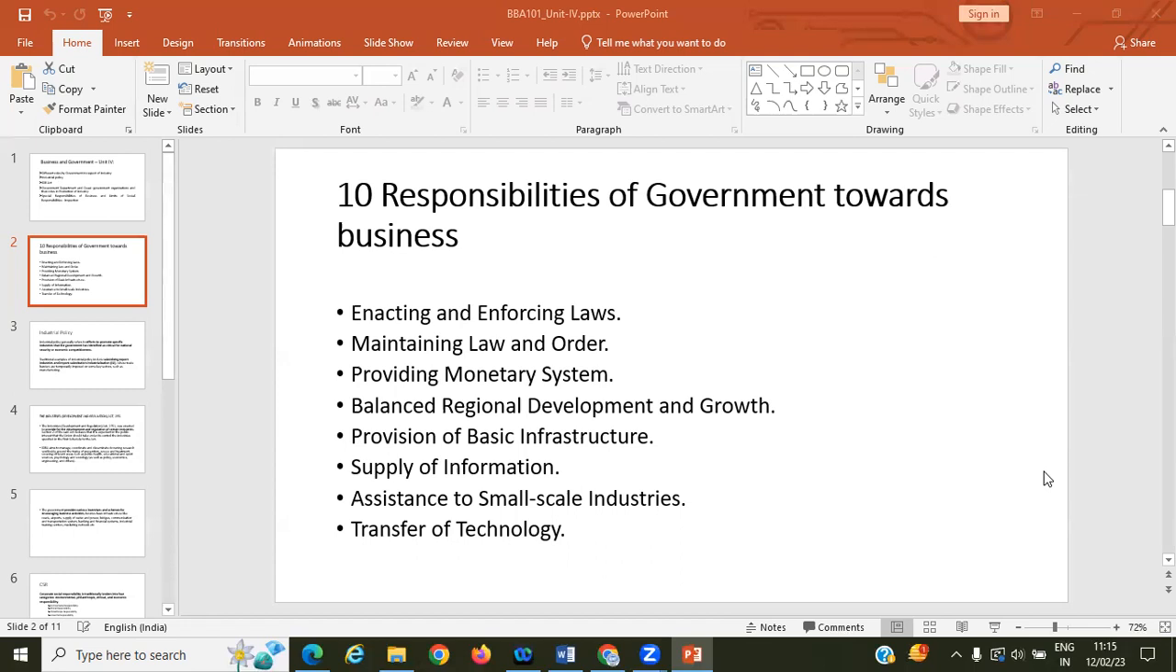What is the government going to provide? What is the government's responsibility for a business organization?